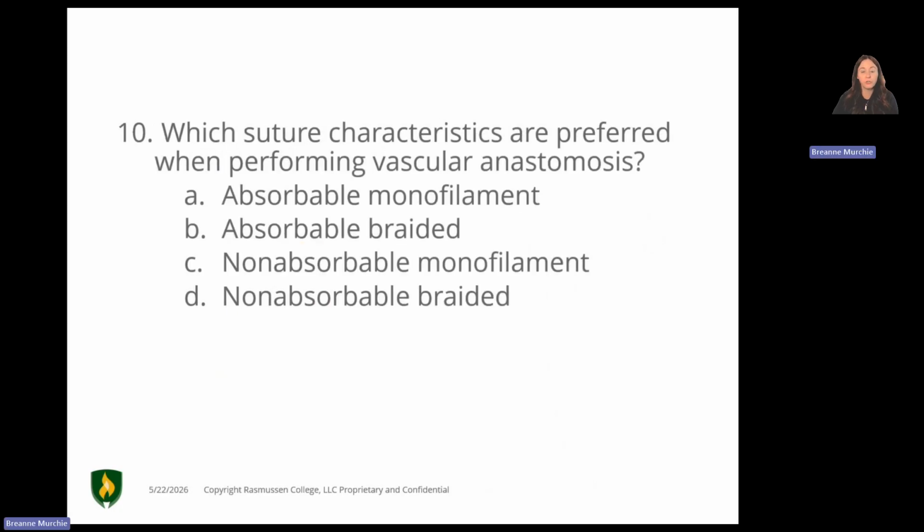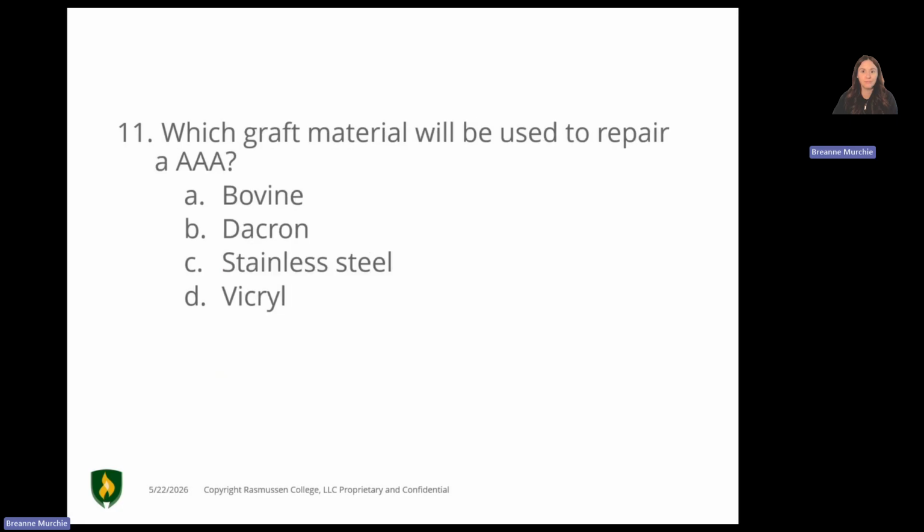Number 10, which suture characteristics are preferred when performing vascular anastomosis? You're looking for Prolene always, but do you know the characteristics of Prolene? It is a non-absorbable monofilament suture. Sorry, couldn't pause there. Number 11, which graft material will be used to repair AAA?